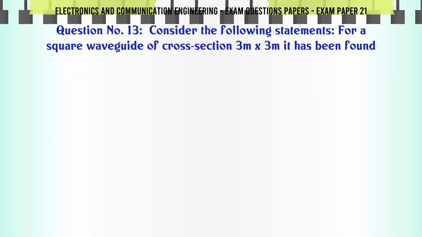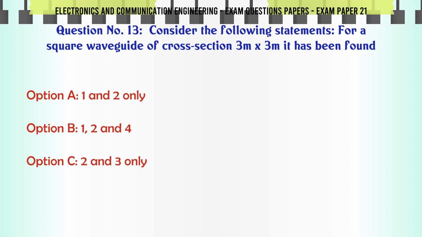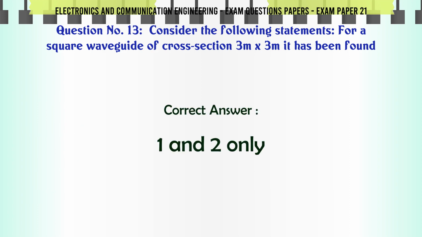Consider the following statements for a square waveguide of cross-section 3m x 3m. It has been found. A. 1 and 2 only. B. 1, 2 and 4. C. 2 and 3 only. D. 2, 3 and 4. The correct answer is 1 and 2 only.